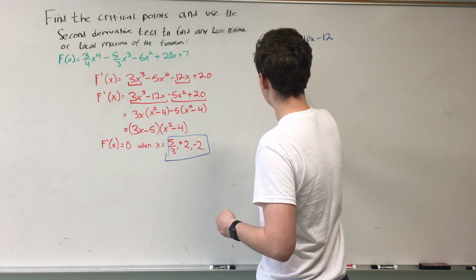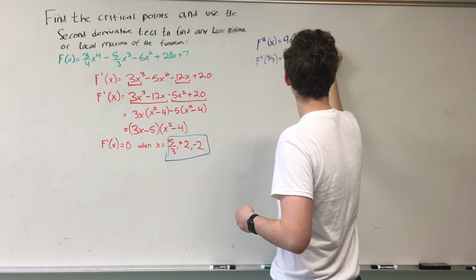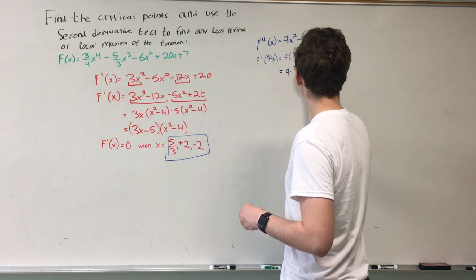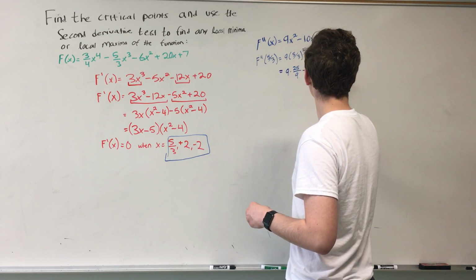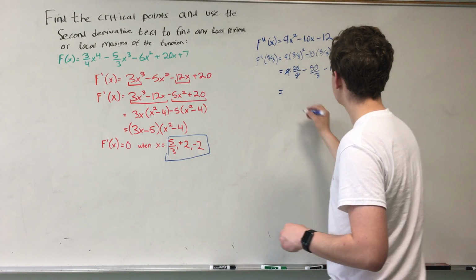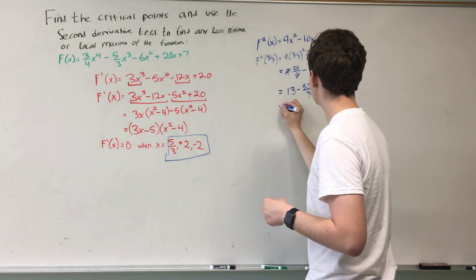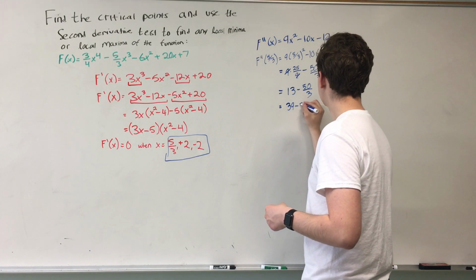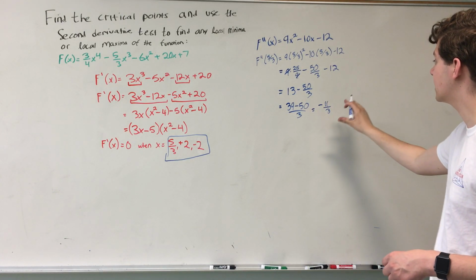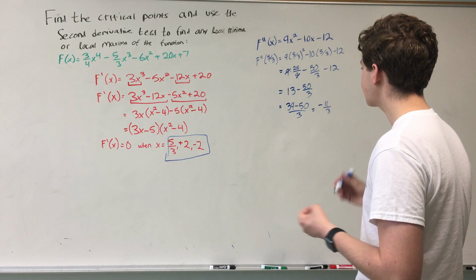f double prime of 5/3 equals 9 times (5/3) squared minus 10 times 5/3 minus 12. And so simplifying this, we get 9 times 25 over 9 minus 50 over 3 minus 12. So we can cancel out the 9's here, so we get 25 minus 12 to get 13 minus 50 over 3. And we can see that if we multiply this here, we get 39 over 3 minus 50 over 3, with the common denominator, which is going to be equal to negative 11 over 3. So take note that if we plug in the critical point 5/3 into our second derivative, we get a negative result. So let's do that with the other 2 points here.